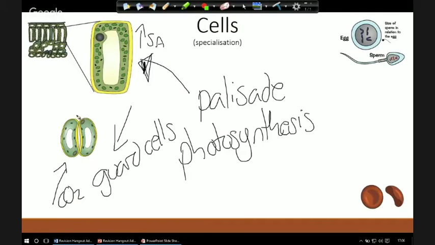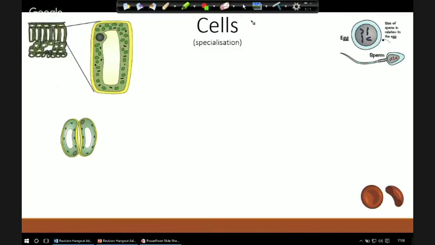But there is a downside to it, because if they're open, the plant is susceptible to losing water. And so the plant will have a compromise. They won't be able to be kept open the entire time, which would be great for photosynthesis, apart from the fact water will be lost. So these are our plant specialized cells. There are two others that you need to know for animals.